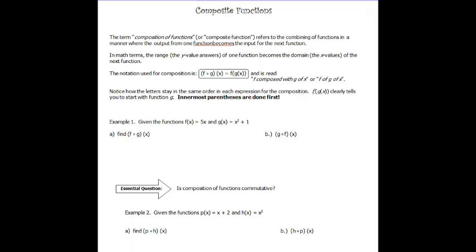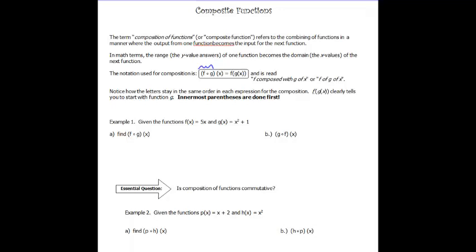So the term composite of functions, or composite function, refers to combining functions in a manner where the output from one function becomes the input for the next function. The range, which is our y values, becomes the domain of the next function. And composite notation you'll also see with composite transformations and other things in math. And this is read f of g of x, or it could be used with the parentheses.